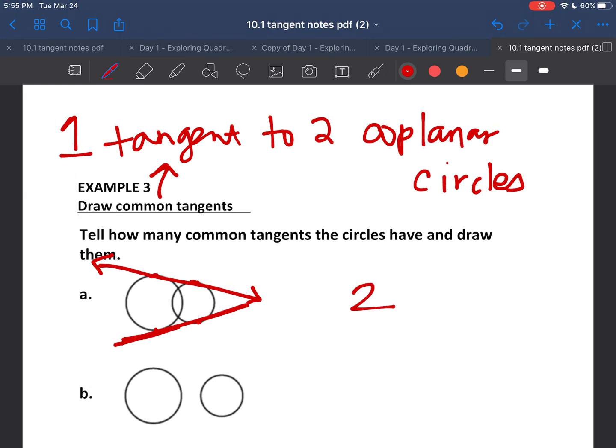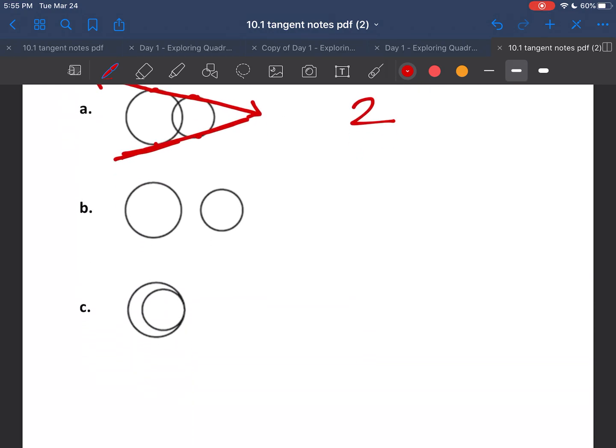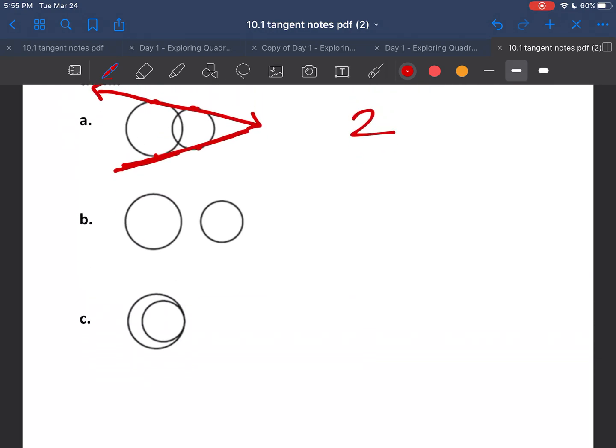So I want you to try the next couple, maybe pause this, try B and C, and see what you can come up with first. Okay, for part B, there are 4. You can do across the top and bottom, again, kind of like that. And then the other 2 are going to come through here kind of in that direction. Let's see if I can get it to work. I can go 4 like that, okay?